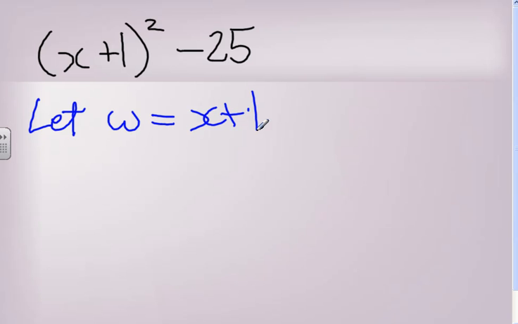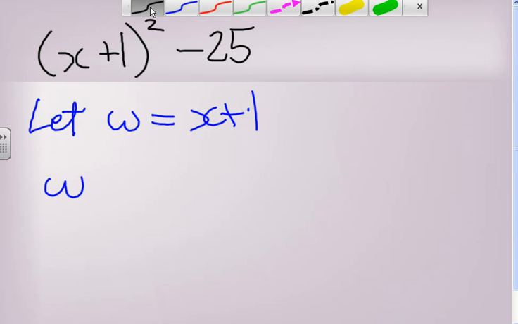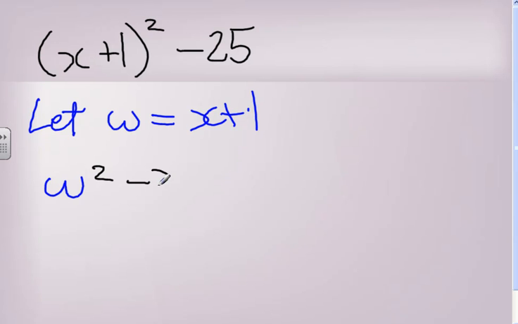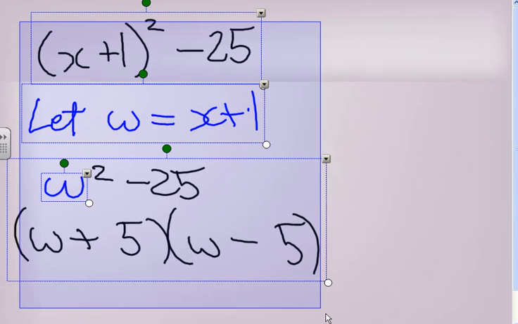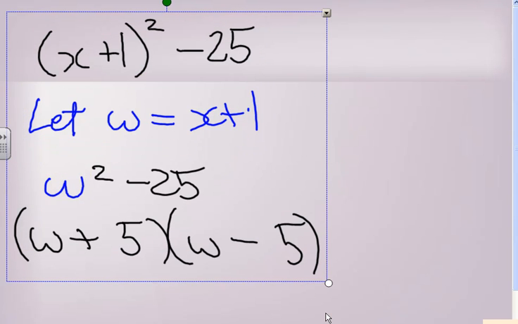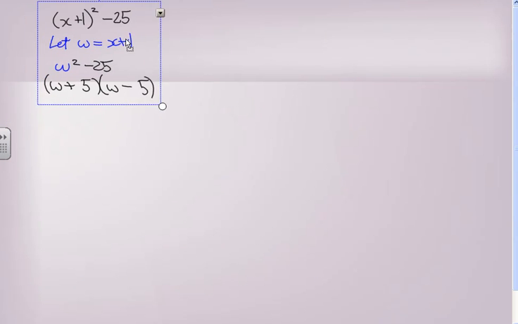So what I end up with now is I'm going to take the x plus 1, I'm going to put a w in instead. W squared minus 25. I can solve this because w is a square. Square root of w squared is w. Square root of 25 is 5. Put a plus on one and a minus on the other. Not quite done yet. Just make it a little smaller so I get room to work.